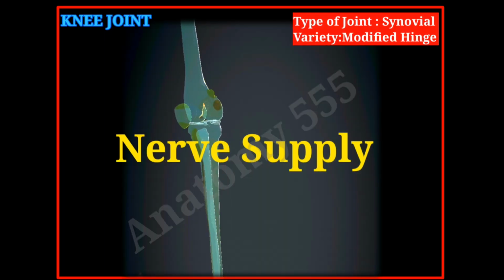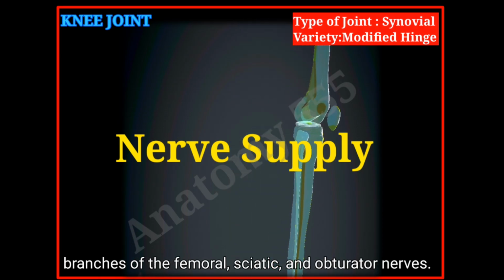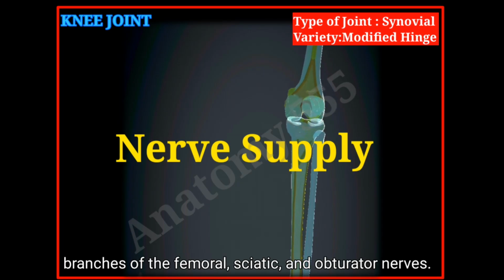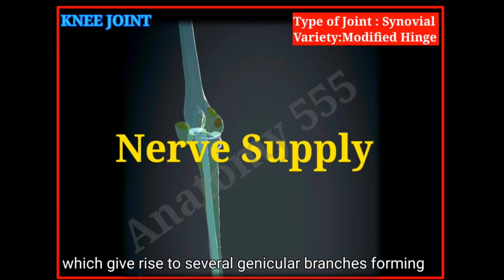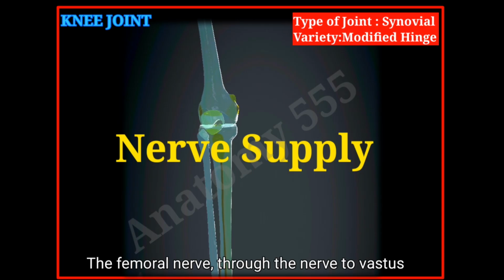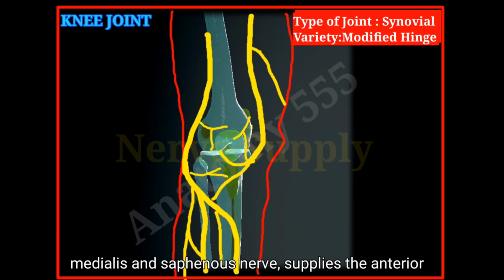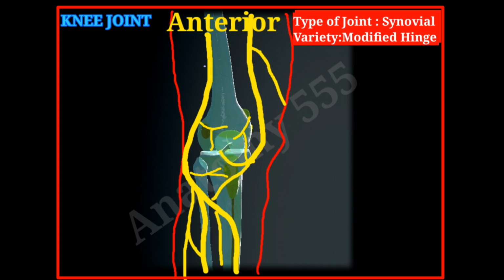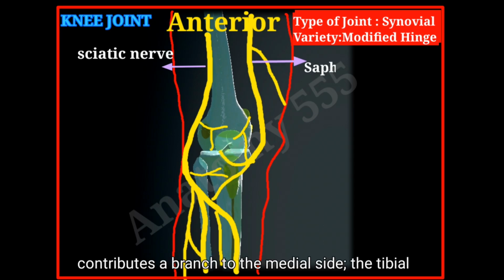Nerve supply of knee joint. The knee joint receives its nerve supply mainly from branches of the femoral, sciatic, and obturator nerves, which give rise to several genicular branches forming the genicular nerve plexus around the joint. The femoral nerve, through the nerve to vastus medialis and saphenous nerve, supplies the anterior and medial parts of the capsule. The obturator nerve contributes a branch to the medial side.